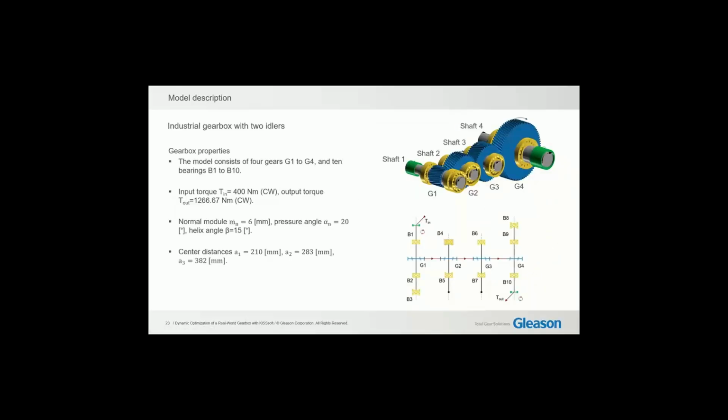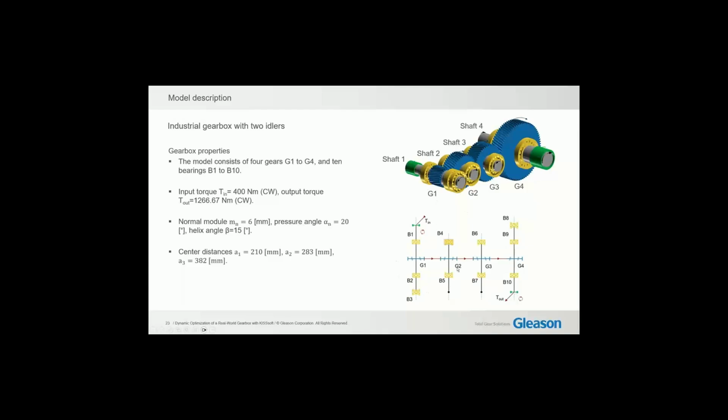Now in this industrial gearbox, you see that it contains 4 gears, 10 bearings. We consider the input torque 400 Newton-meter, and output torque is calculated. So these are the typical values that are used for building the model in system module, and based on this, it's also used for construction of the real model.